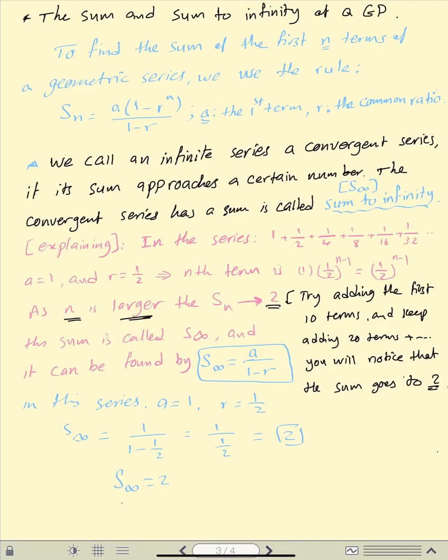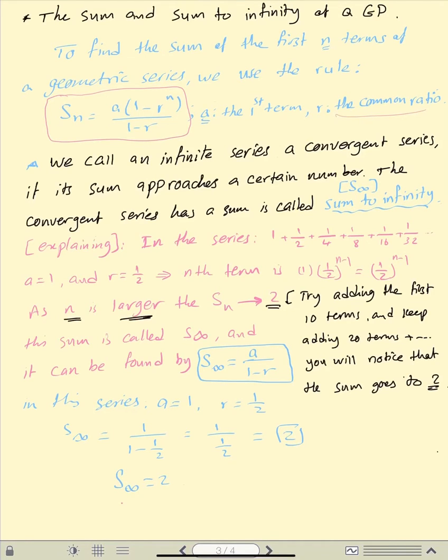To find the sum of the first n terms of a geometric series, we use this rule. It will be given in the formula sheet, of course, in the exams. We wish the exams will be run, we don't know yet. Sn is equal to a times 1 minus r to the power of n, divided by 1 minus r, where a is the first term and r is the common ratio.